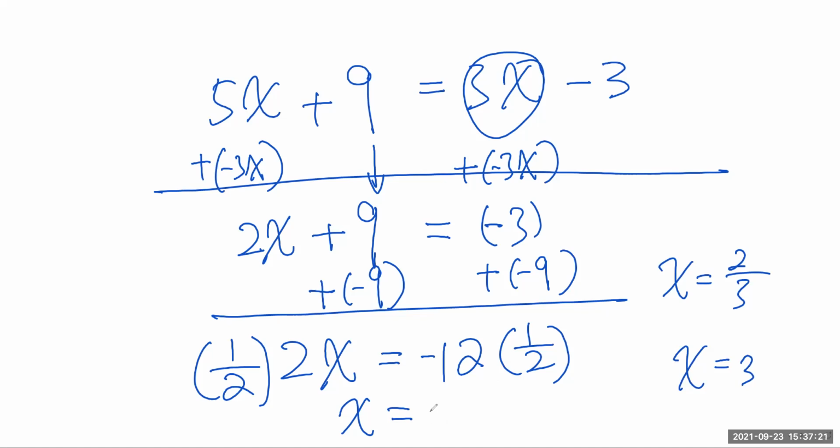So 12 over 2 is what? This is divisible. 12 divided by 2 is 6. Right, so it's negative 6. Okay. I think I found out where I messed up.